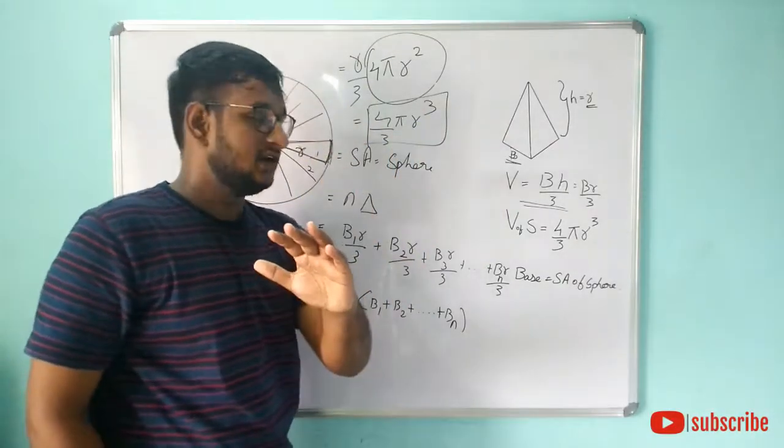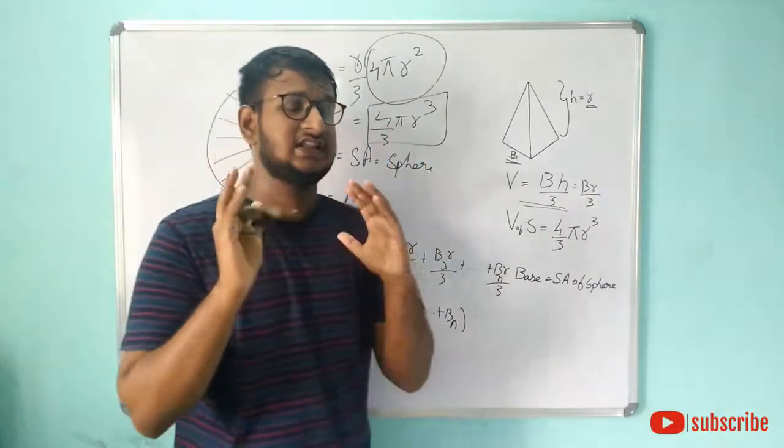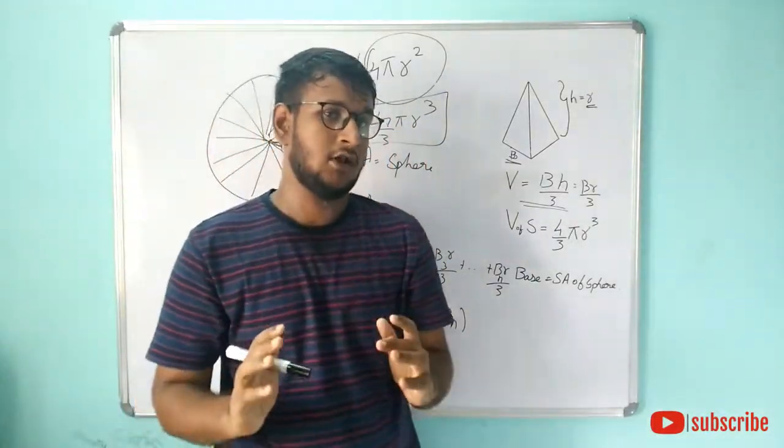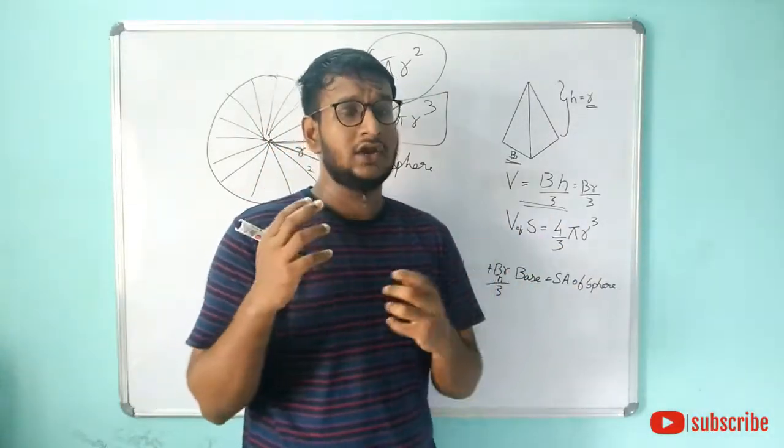Okay, now you understand, right? So this is how we derive the formula 4 by 3 pi r cube, which is nothing but the volume of sphere formula. Okay, so please try to understand how we derive the formula so that you can make maths interesting.